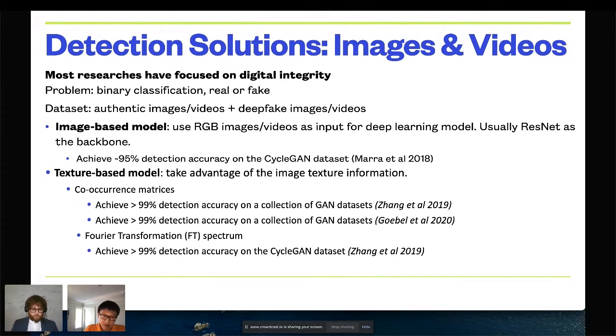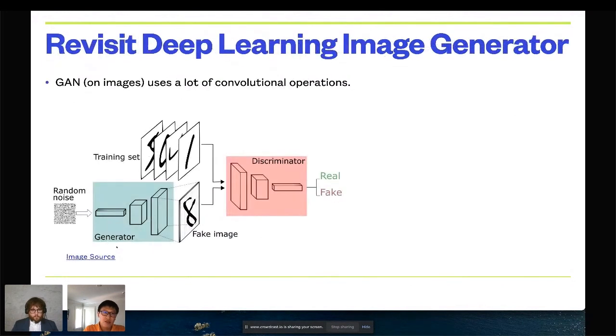Another texture information is the Fourier transformation I showed you before. It also achieved larger than 99% detection accuracy on a CycleGAN data set. So why is the texture information so effective for deepfake detection?